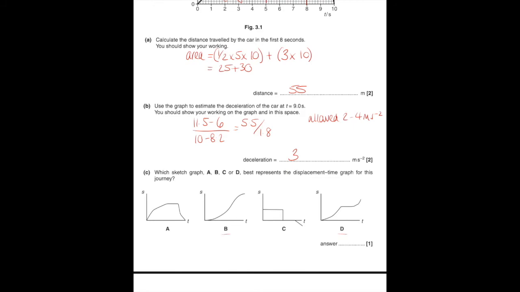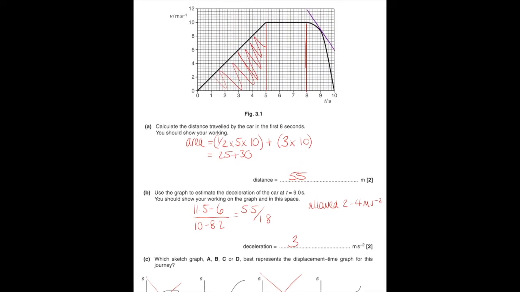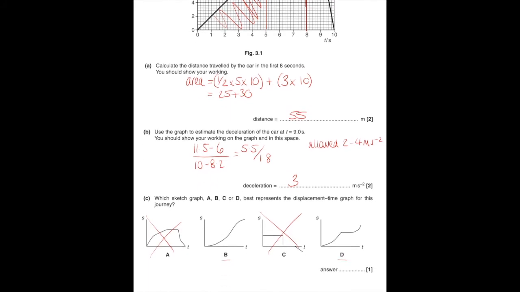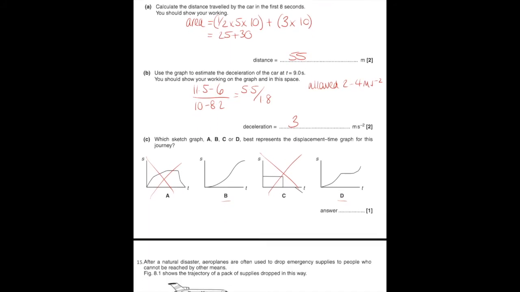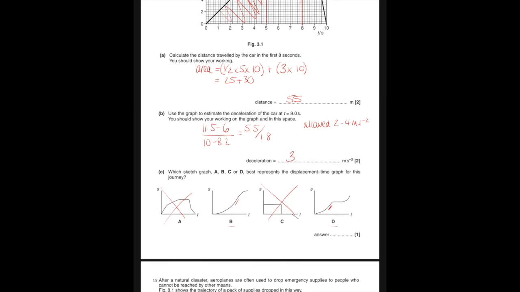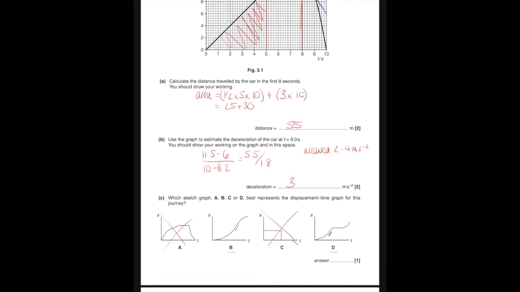So we've only got two of these that are showing an increase in gradient, B and D. So we can immediately disregard A and C. Our second segment then, 5 to 8 seconds, we've got a constant speed. So what does a constant speed look like on a displacement time graph? Well, it is a straight line, okay? Now, we could argue that there's a little bit of a straight line in there, and possibly we could argue that there's a little bit of a straight line in there. So it possibly doesn't help us at this stage.